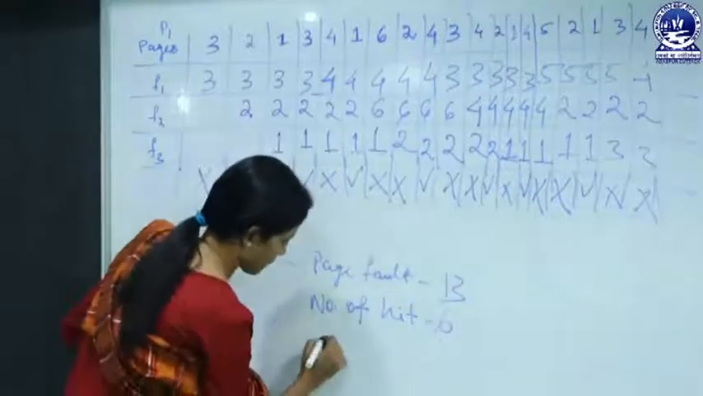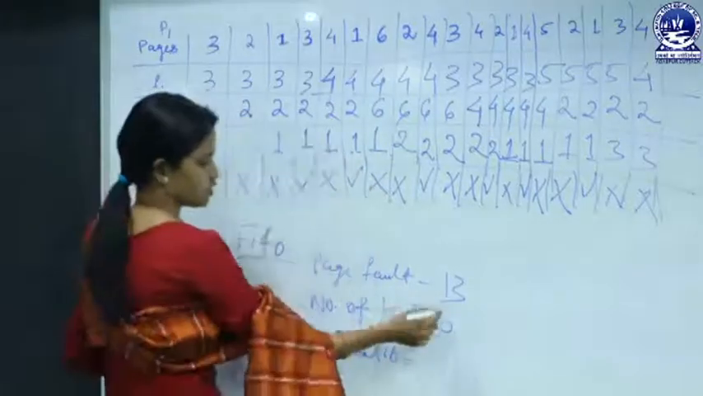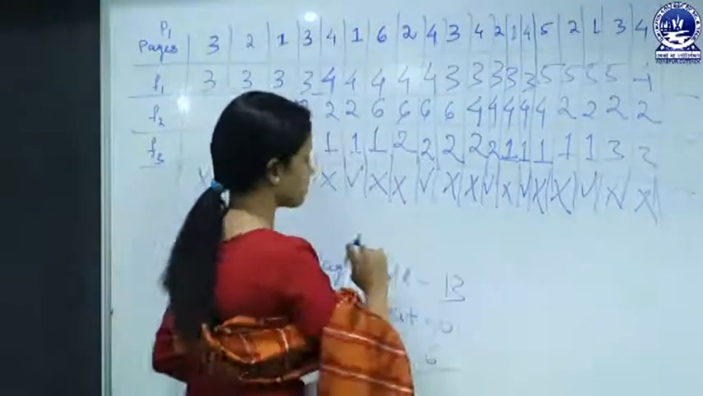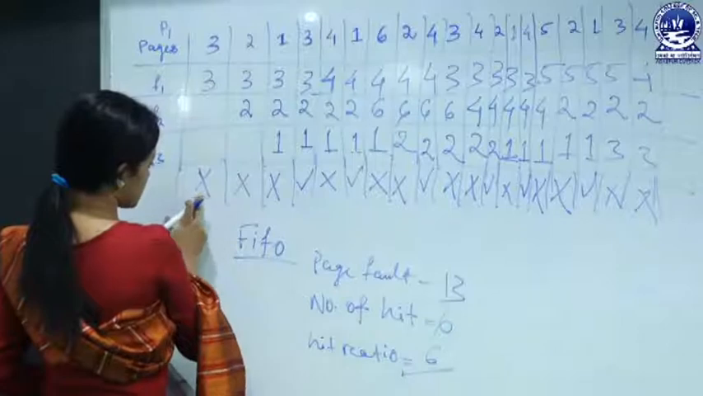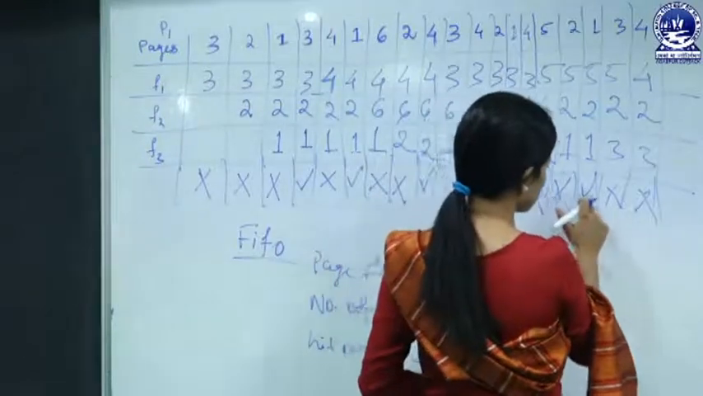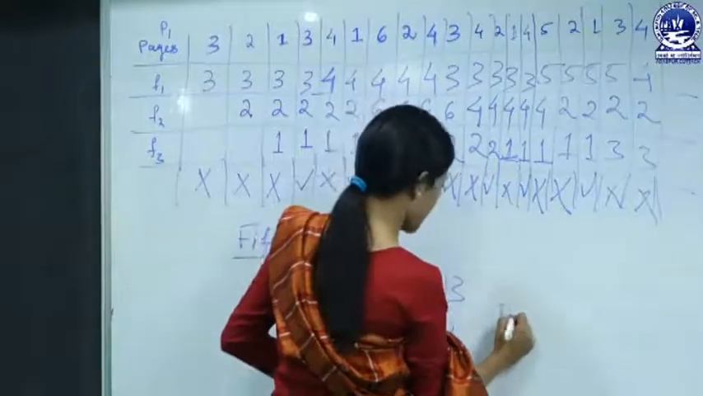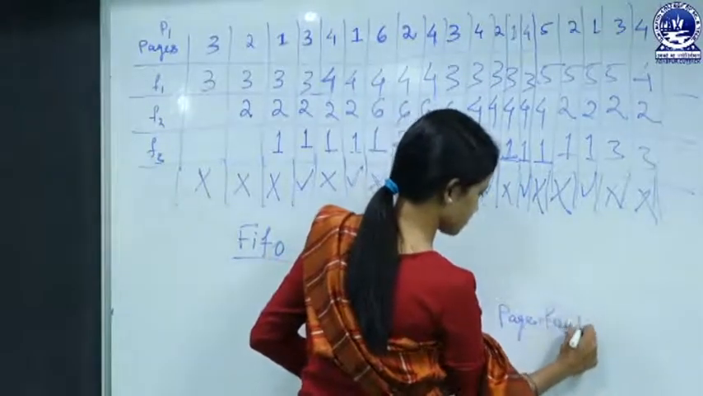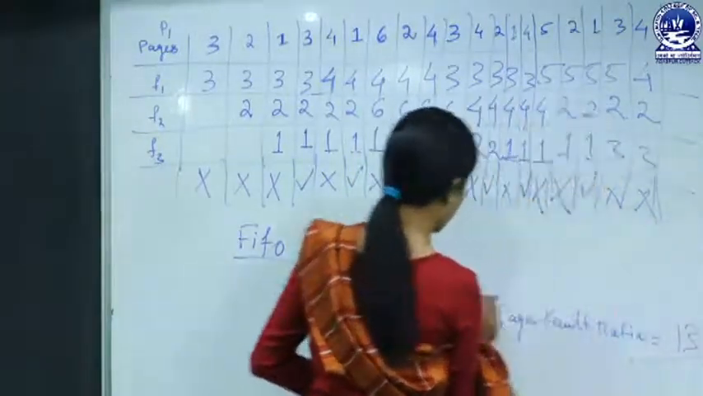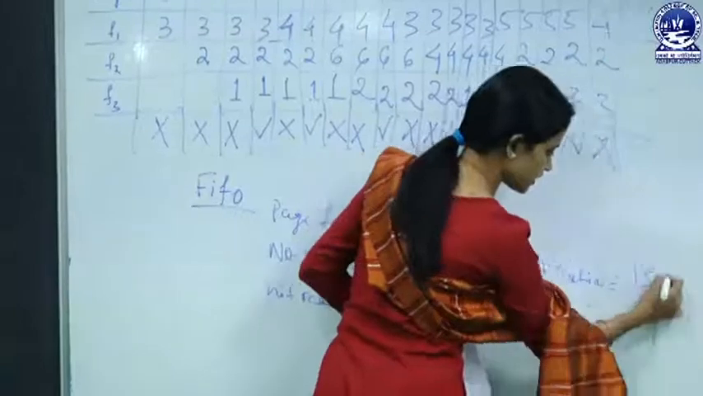So the hit ratio is the total number of hits by the total number of pages. See, 1, 2, 3, 4, 5, 6, 7, 8, 9, 10, 11, 12, 13, 14, 15, 16, 17, 18, 19. So 6 by 19. And the page fault ratio is the page fault count by the total number. The number of page faults is 13 and the total number is 19, so 13 by 19.